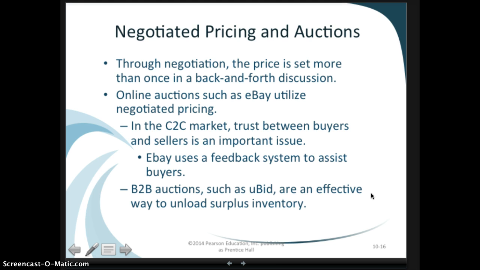So let's go back to negotiated pricing and auctions. Through negotiation, the internet allows us to communicate back and forth, set a price, change a price. The seller and the buyer can negotiate back and forth. Online auctions such as eBay, of course, utilize negotiated pricing.